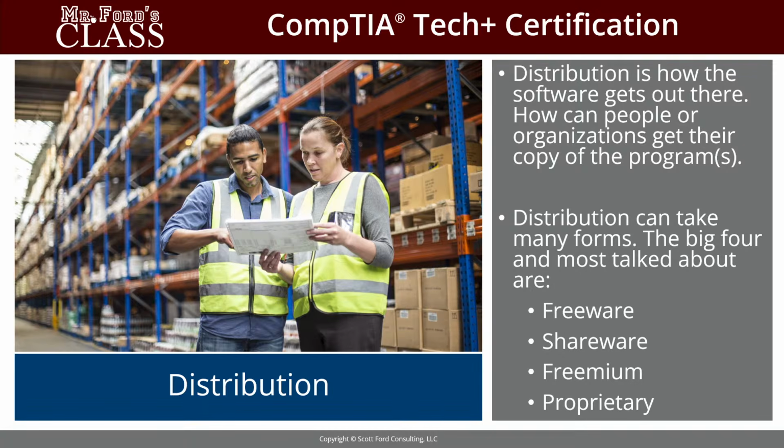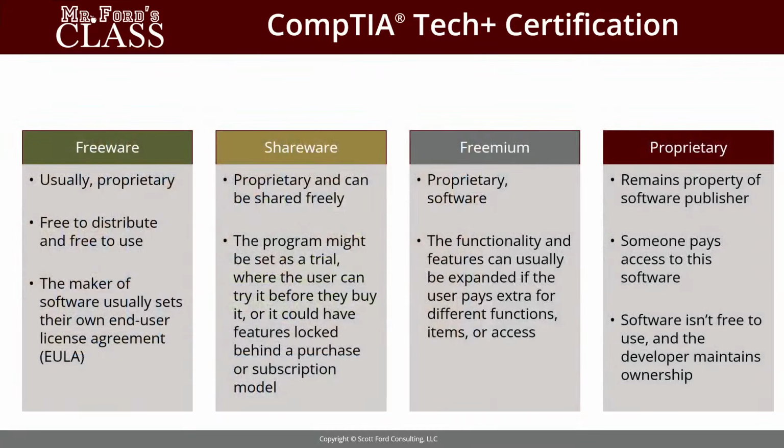Let's continue. So distribution. Like I said earlier, distribution is how the software gets out there. It's how that software gets out into the hands of people so they can use it. Distribution can take many forms. The big four that we most talk about are something called freeware, shareware, freemium, and proprietary. And here is a quick summary of what each of these are. So freeware is usually proprietary. It's free to distribute and free to use.